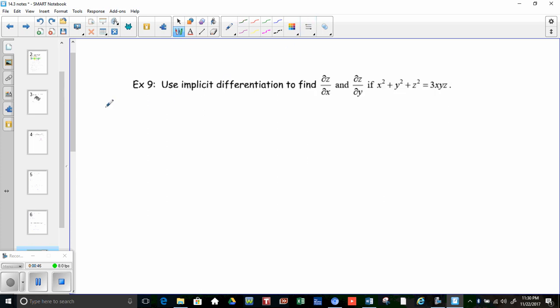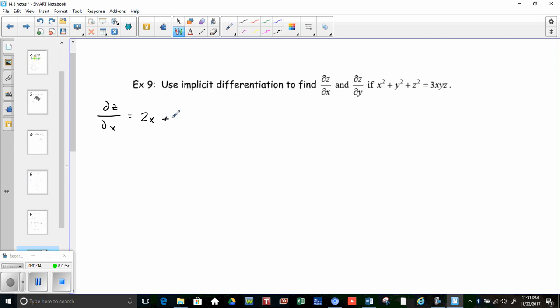dz dx, partial of z with respect to x. Alright, so we're going to take the derivative of x, the independent variable, just like it was a regular derivative. So that's 2x. Technically, since it's implicit, it would be 2x times dx dx, but dx dx is 1, so we don't write that. Plus the derivative of y squared, but that's 0. It's a constant. Plus the derivative of z squared.